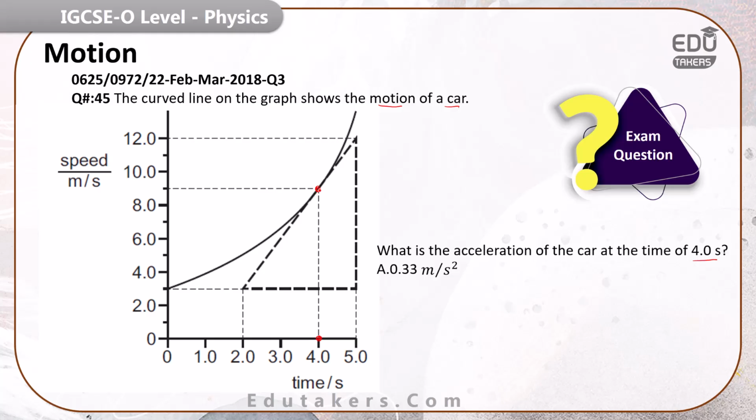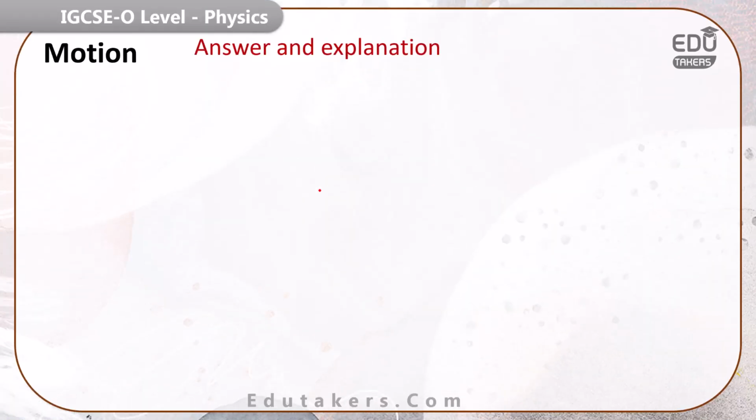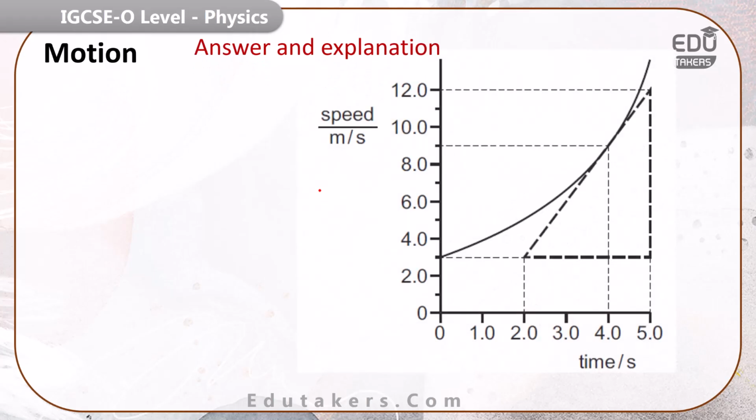Option A, 0.33 meter per second square. B, 0.44 meter per second square. C, 2.3 meter per second square. D, 3.0 meter per second square. In order to find the acceleration, just use the concept that the gradient of the speed time graph gives you the acceleration. So let's see the solution, answer and explanation.